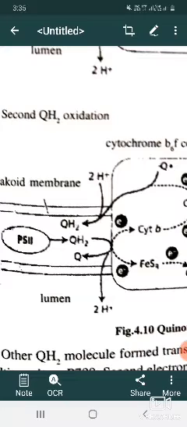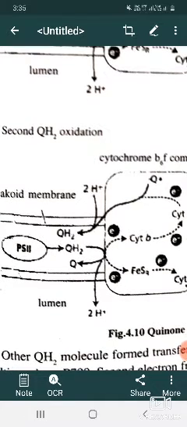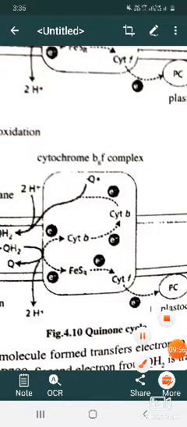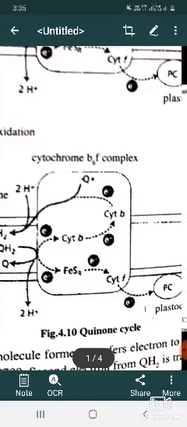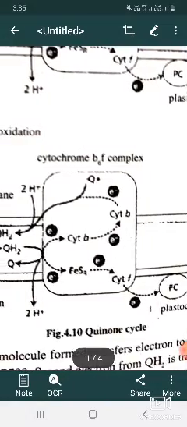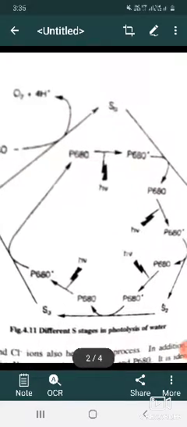The proton gradient developed can lead to ATP synthesis, but NADPH is not formed and oxygen is not released. Thus, organisms without PS2 activity cannot release oxygen in their photosynthesis. This is the photolysis of water.